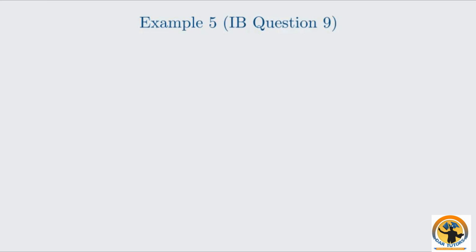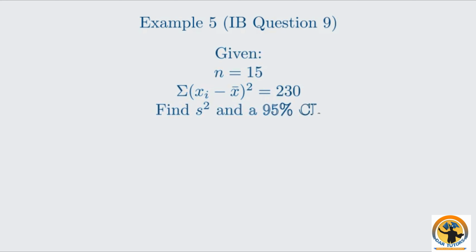We are told that a random variable x has a normal distribution with mean mu. A random sample of size 15 is taken, and it is found that the sum of squared deviations from the sample mean is 230. The formula for sample variance is s squared equals the sum of squared deviations divided by n minus 1. We have the sum of squared deviations, which is 230, and n is 15. So s squared is 230 divided by 14, which equals 16.4286.